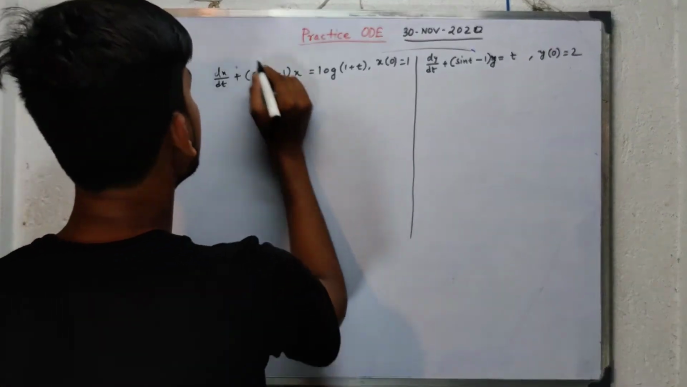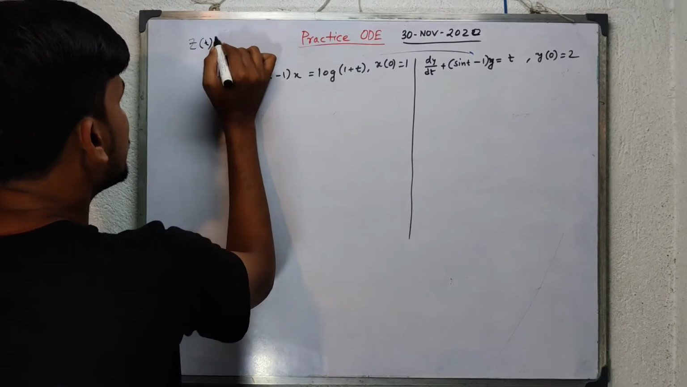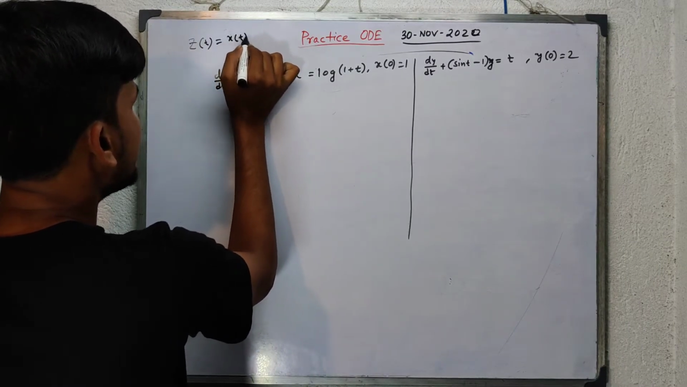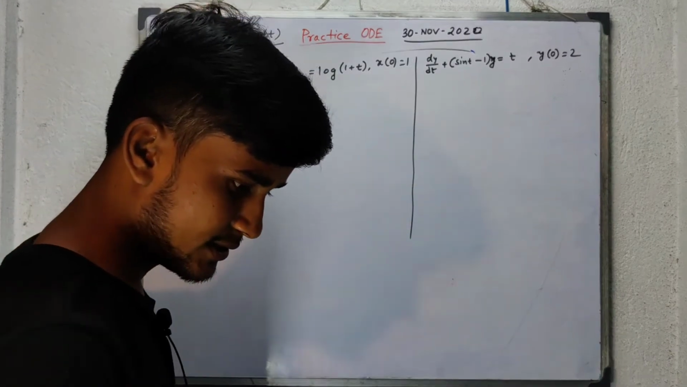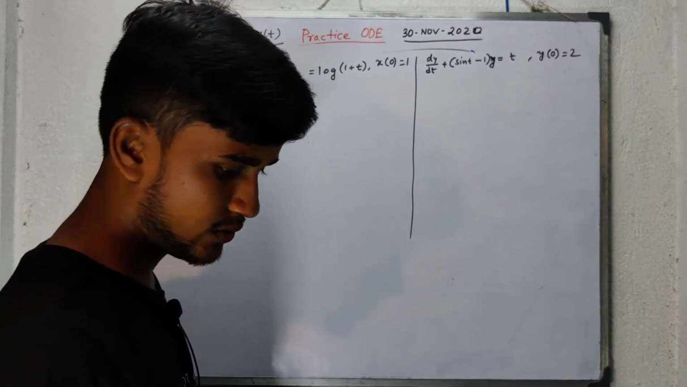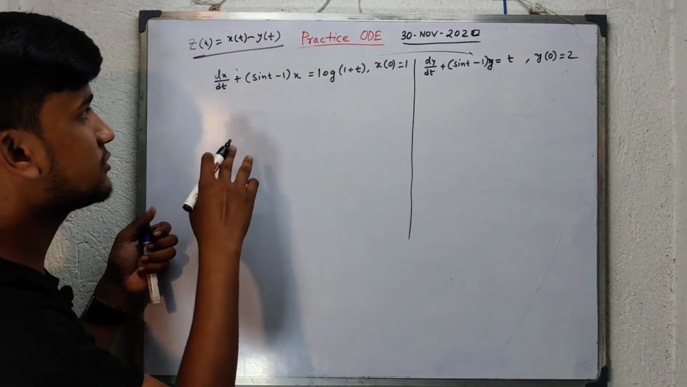Define z(t) where z(t) equals x(t) minus y(t). Then 4 options are given regarding which statements are true, such as z less than or equal to 1, and so on. So first we try to solve these questions.